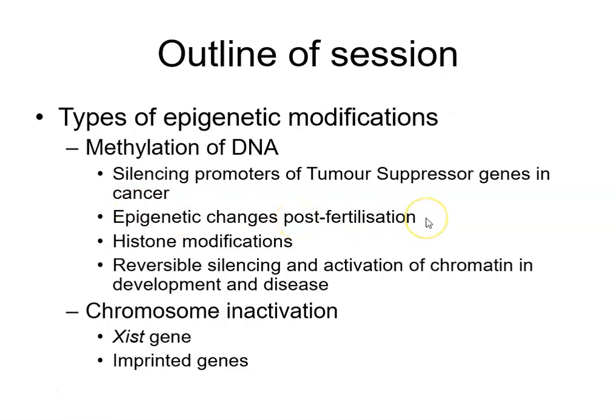We're going to look at epigenetic changes that occur post-fertilization. So after fertilization, DNA methylation patterns are lost from the gametes, and we'll look at why that happens. We'll then look at the next major type of epigenetic changes, which is your histone methylation. So we'll look at histone modifications, including methylations and acetylations.